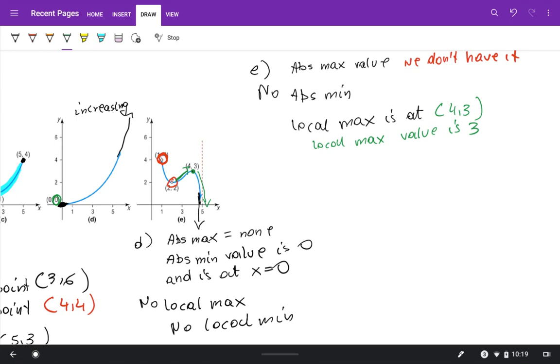Now let's talk about local minimum. Local minimum is the point on the graph where the function switches from decreasing to increasing, which technically is where we have that change. However, point 2 comma 2 is not part of the graph, so we don't have a local minimum. Okay, so please study those types of problems. They're very important that we understand.